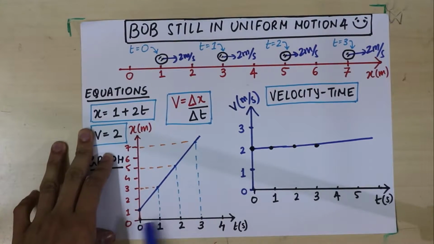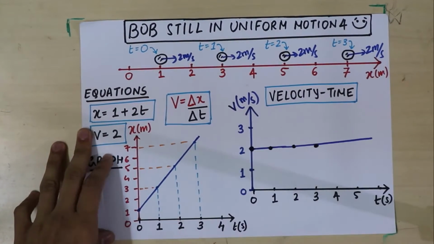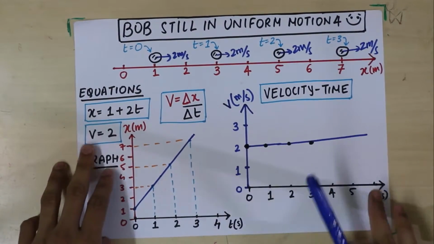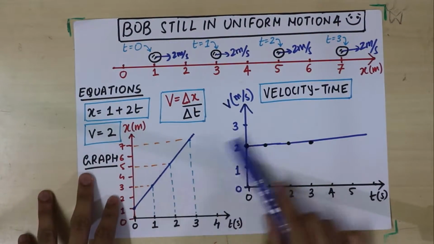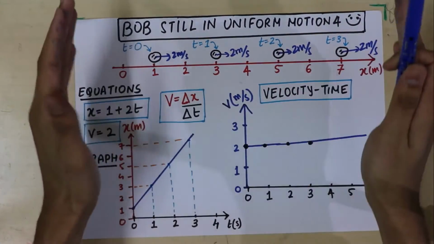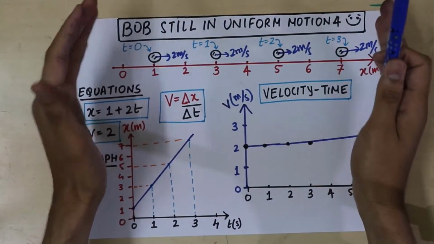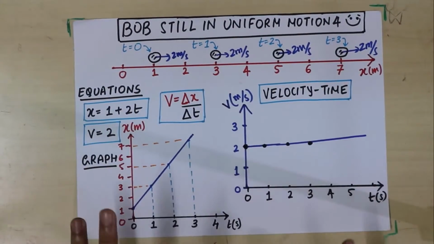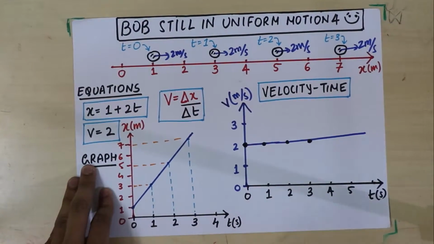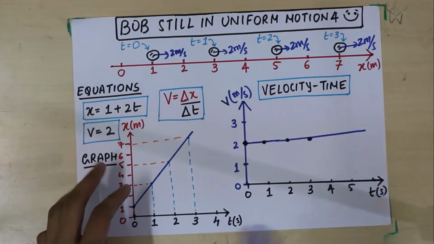There is something in the xt graph which you don't find in the vt graph. Let me be very specific about this. Both these graphs and these equations tell me one simple thing, that Bob is still in uniform motion. That's sad, but that's what it's telling me. However, the xt graph gives me some information that the vt graph does not.